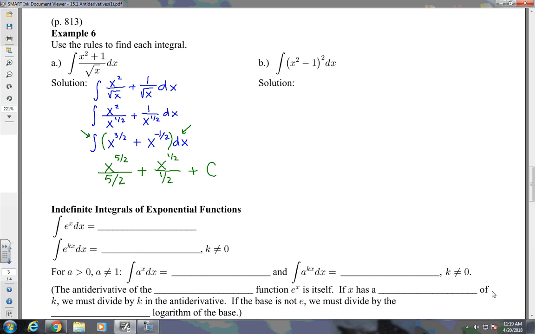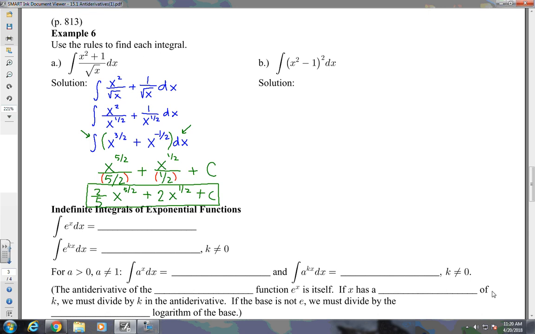Now, when dividing by a fraction, that's the same thing as multiplying by its reciprocal. So we can simplify this as 2/5. We're multiplying by 2/5 to represent dividing by 5/2. And if we're dividing by 1/2, that's the same thing as multiplying by 2. And that's simply how we simplify that answer. And there is our antiderivative.